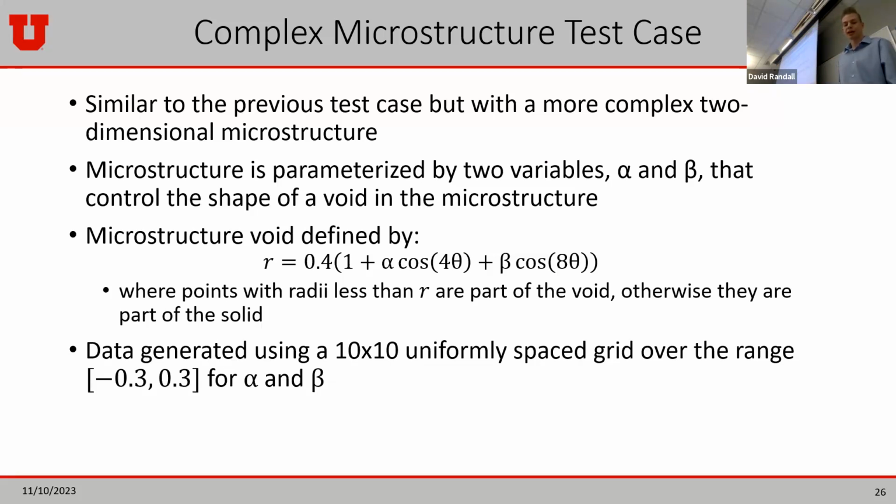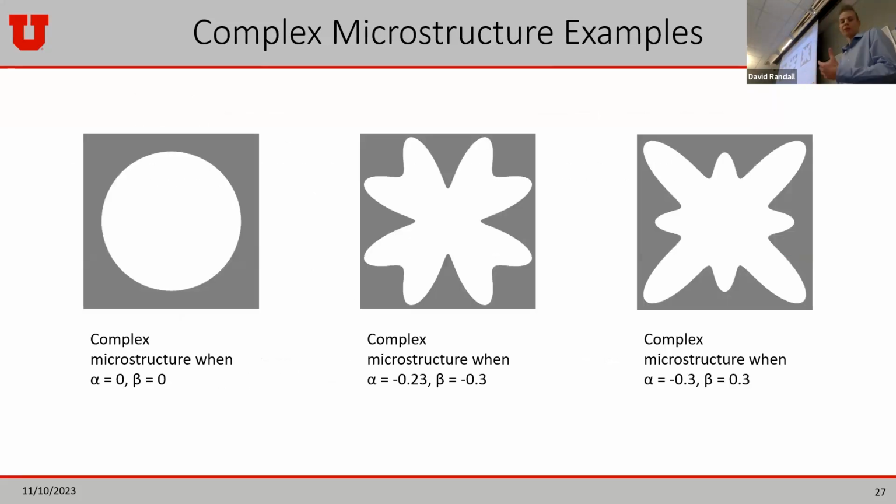And we generated a 10 by 10 grid over the range -0.3 to 0.3 for these alpha and beta values, and then used strongly typed GPSR to model the elasticity tensor in those cases. So to give some intuition about what those alpha and beta parameters do, we have different alpha and beta parameters on the slide here, where as you vary those parameters, this void changes shape. And if any of you were at Hong Sup's thesis proposal, this is a simplified case of that same microstructure.